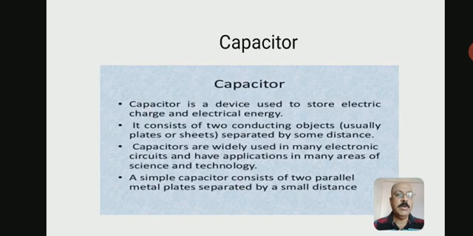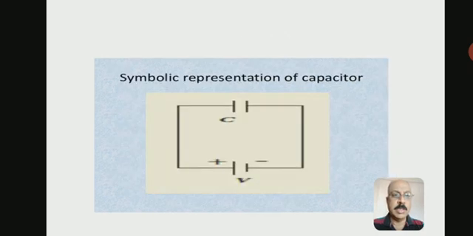So first, we know about what is meant by the capacitor. It is a device used to store electric charge and electric energy. It consists of two conducting objects, usually plates or sheets, separated by some distance. Capacitors are widely used in many electronic circuits and have applications in many areas of science and technology. A simple capacitor consists of two parallel metal plates separated by a small distance.